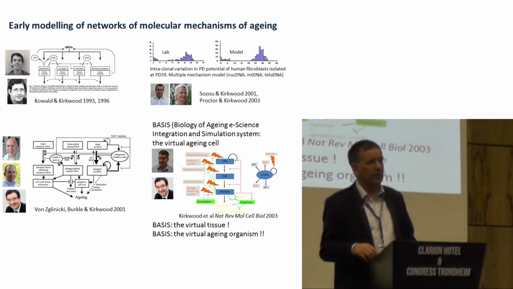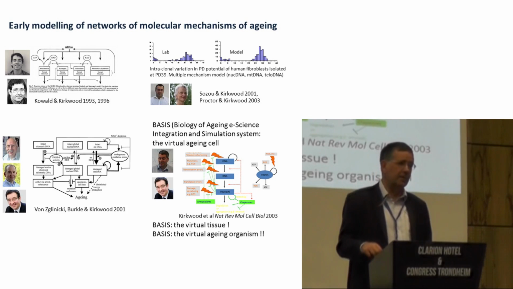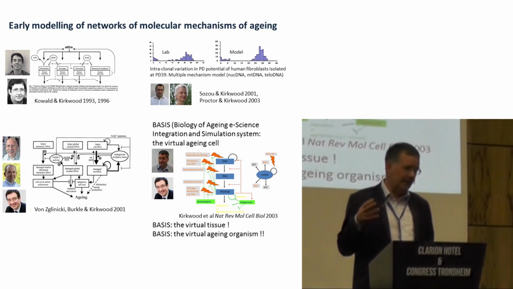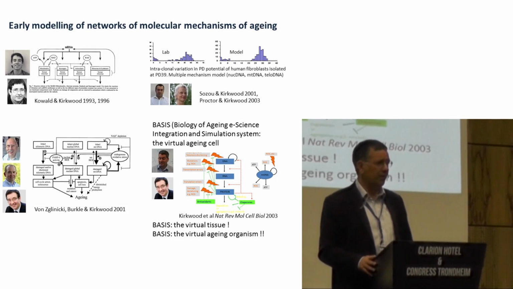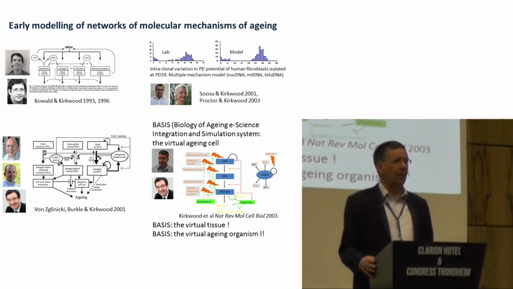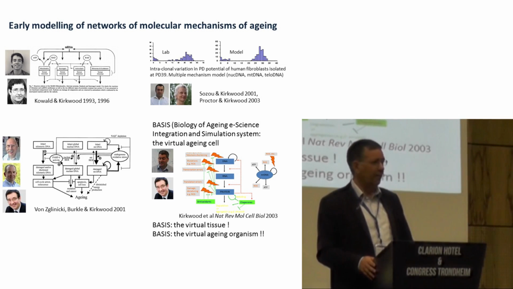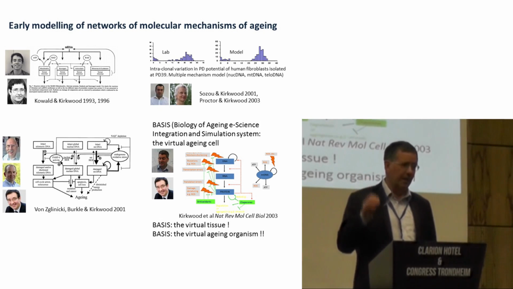Perhaps most recently, about 10 years ago, we got a grant to develop something that we call BASIS, the Biology of Aging E-Science Integration and Simulation System. We wrote a wonderfully ambitious grant. It had 3 sections. In the first part, we were going to develop a model of the virtual aging cell. In the second part, the virtual aging tissue. And in the third part, a model of the virtual aging organism, which was not going to be a human, but a nematode worm.